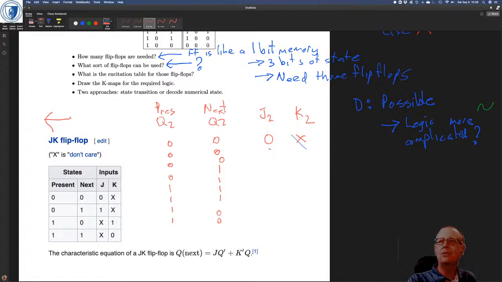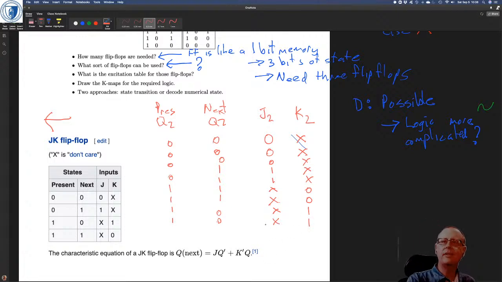A 0 to 0 means I need a 0 and an X. A 0 to 1 means I need a 1 and an X. A 1 to 1 means I need an X and a 0. A 1 to 0 means I need an X and a 1.